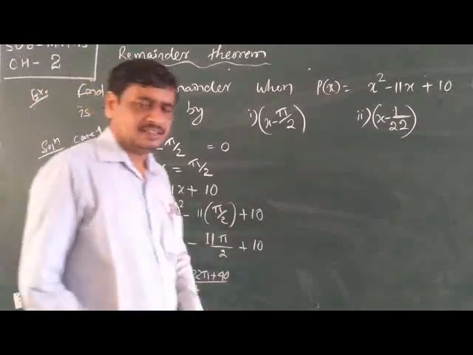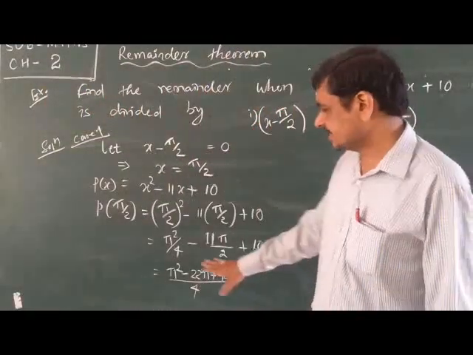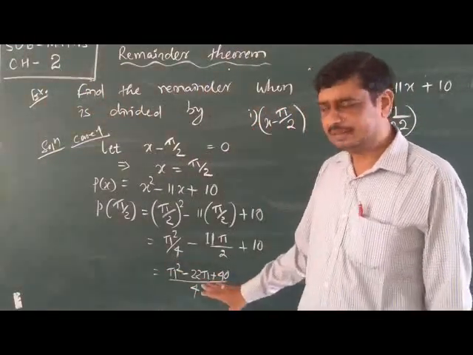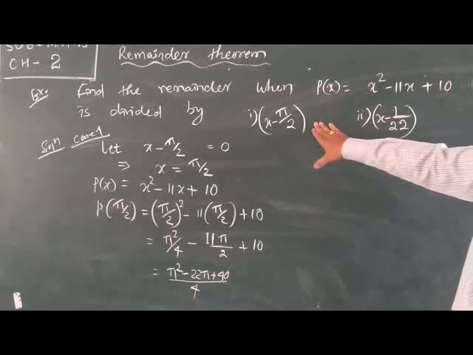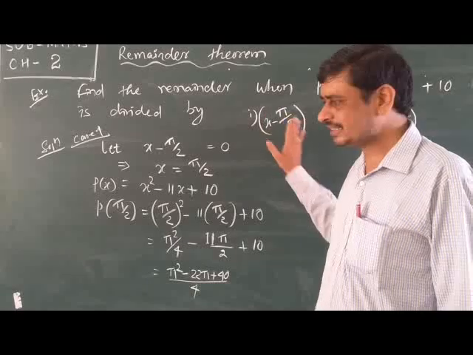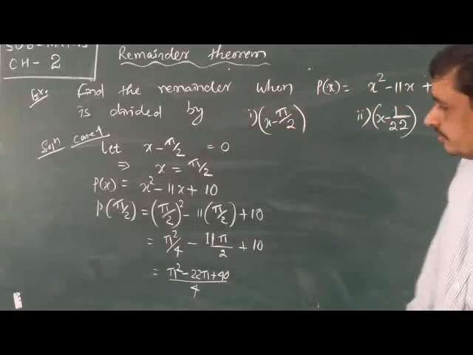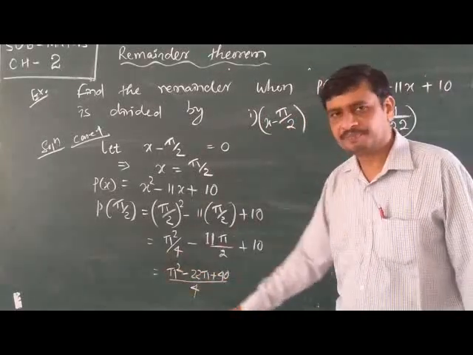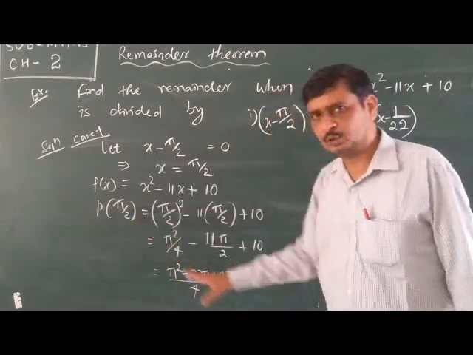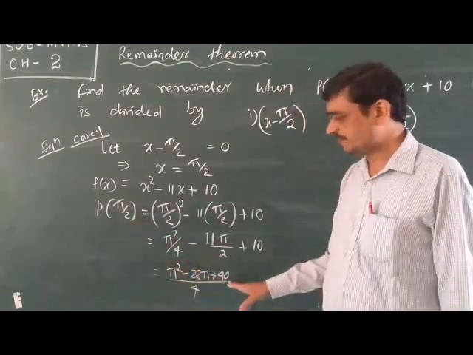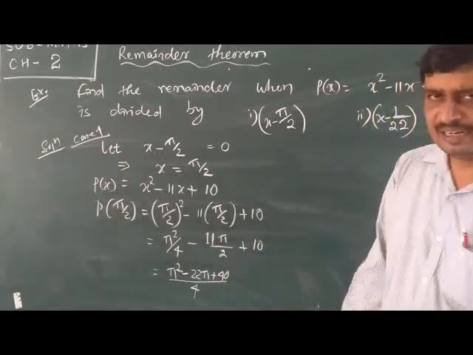This value is considered as the remainder when the polynomial is divided by x minus 5/2. What we will obtain in P(5/2), that value is considered as the remainder.